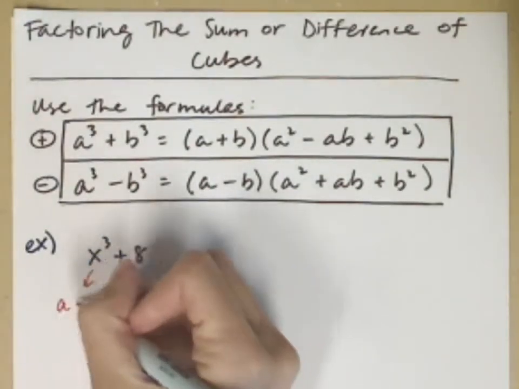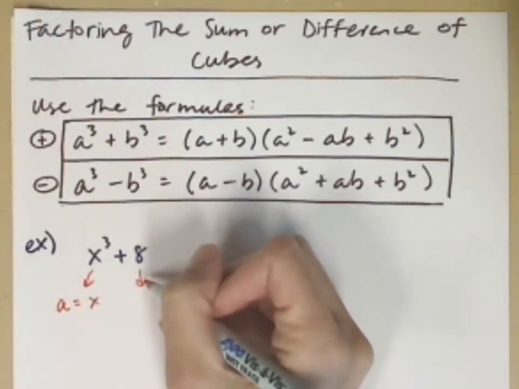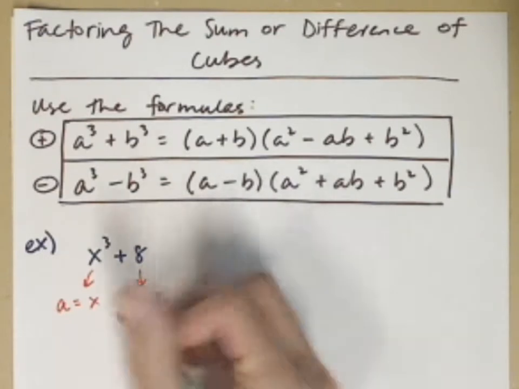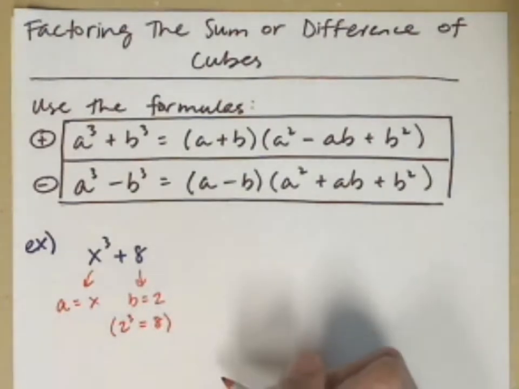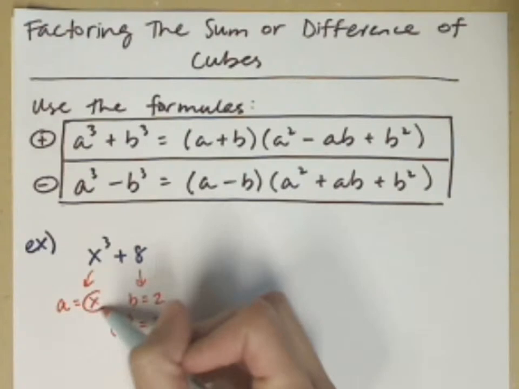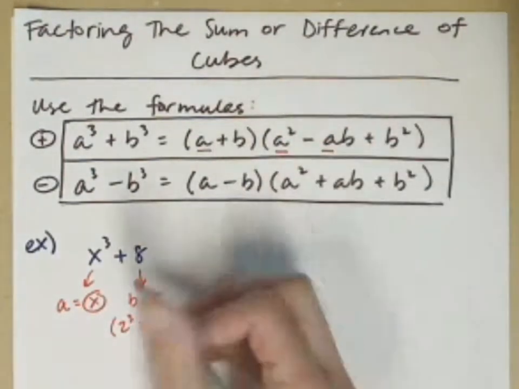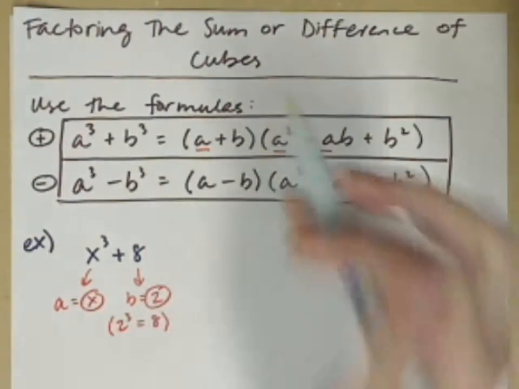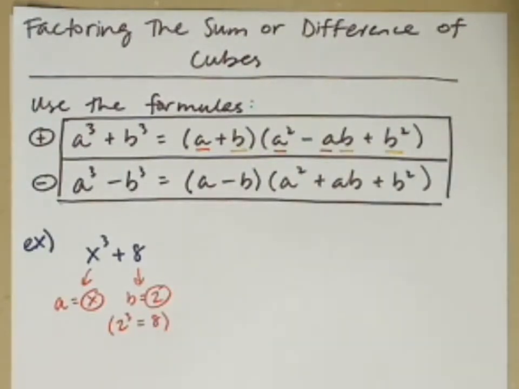A and b are the values that have been cubed. So for x cubed, a is x because x was cubed, and 8 is 2 cubed, 2 times 2 times 2. So that value b is 2, and that's because 2 cubed equals 8. So then we want to plug in an x anywhere that we see an a in this formula, and we want to plug in a 2 anywhere that we see a b in the formula.